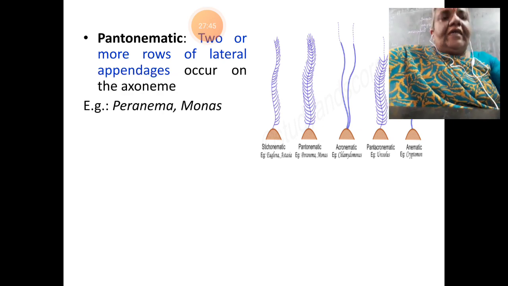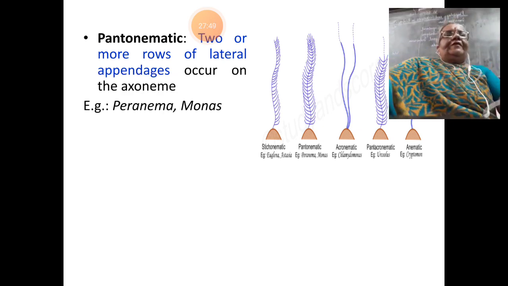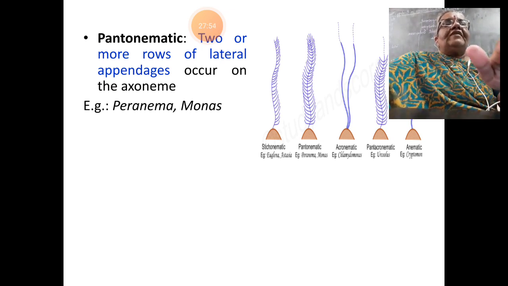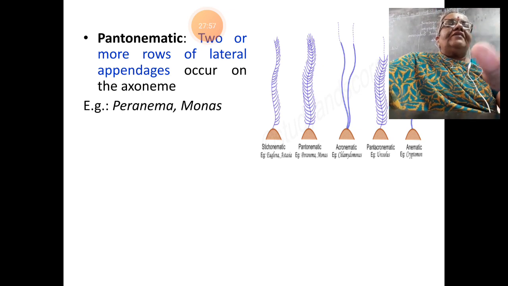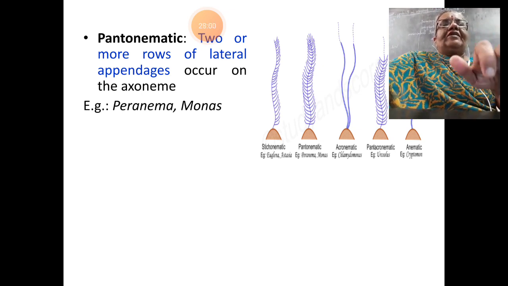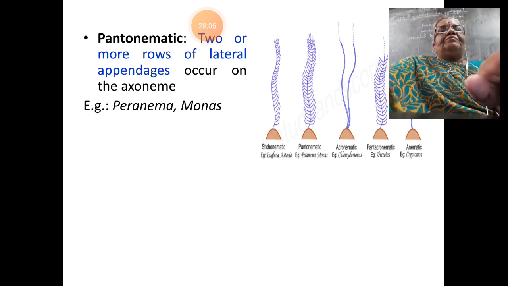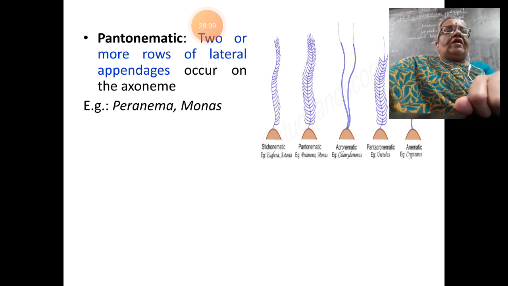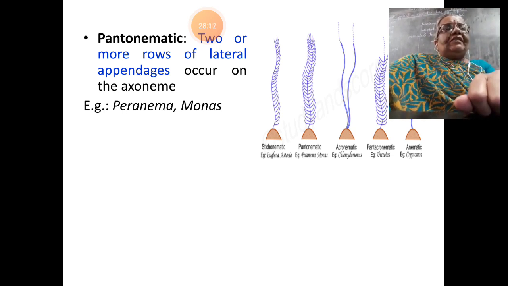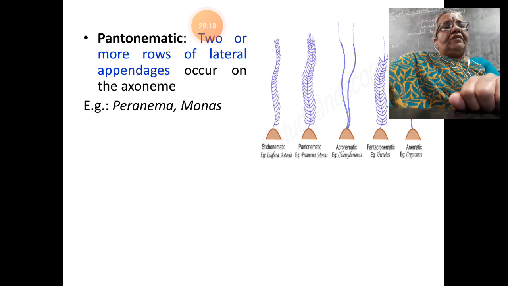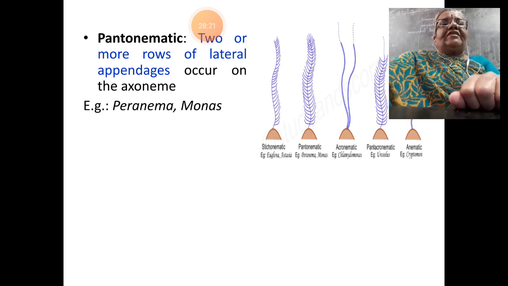Then, the second type is pantonematic, where you can see 2 or more rows of lateral appendages on either side of the axoneme. The pantonematic type is seen in protozoans like Paranema, Monas. Dear students, it may be a little difficult for you to remember all the terms and examples, but there is no other alternative. Daily you have to read and practice them once, because these are all the places where the paper setter will catch 1 mark questions.